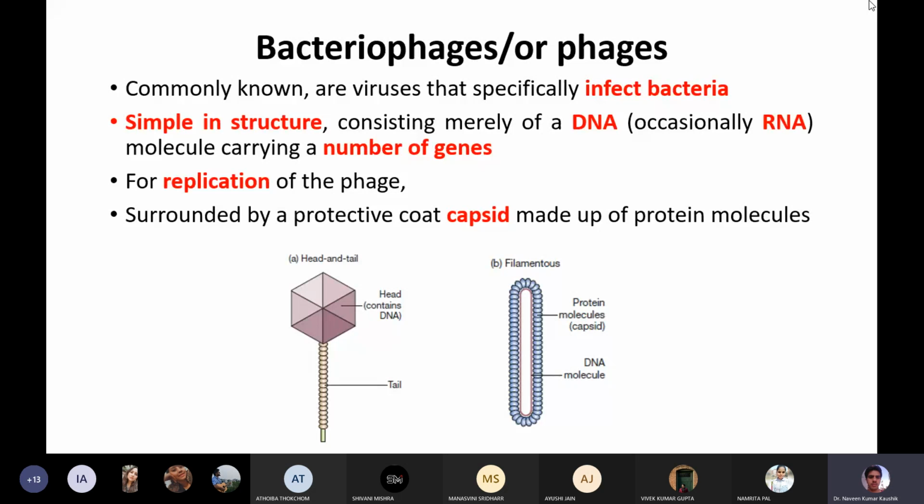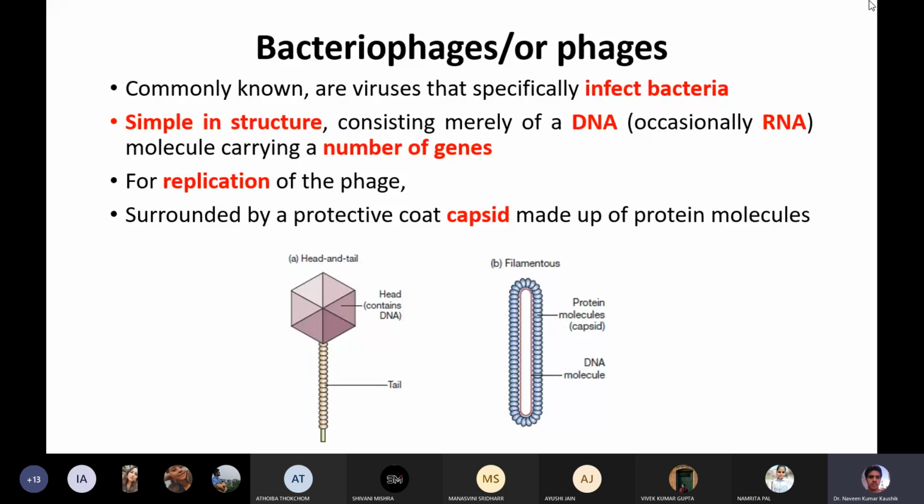The DNA is not integrated inside the bacterial genome, and the cell does not get lysed. So cell lysis never occurs, and the cells are not lysing. That means your culture is not going to die. In the previous case, the culture will die, but here cell lysis does not occur, so you can maintain a continuous culture with virus in the cells.